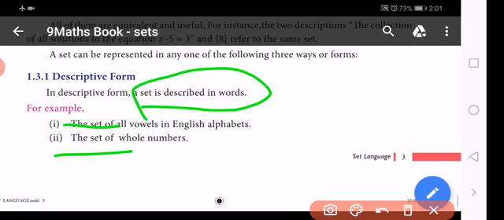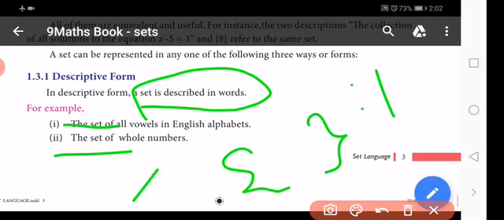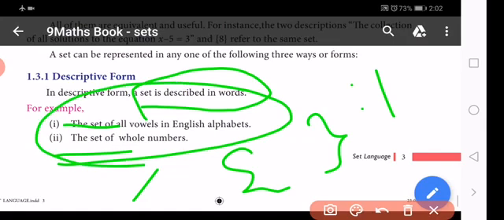So students, note the difference between these three forms. In the descriptive form, there is no set notation used and there is no symbol like "such that". These symbols are not used, and no comma. Elements are also not used. Only we write statements. So this is called descriptive form.